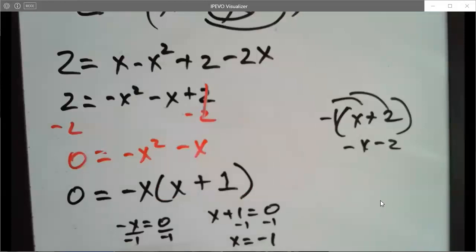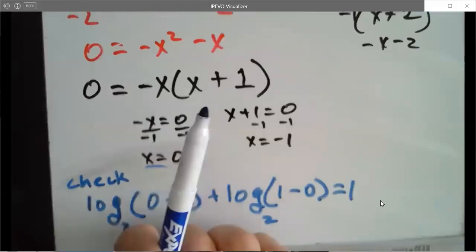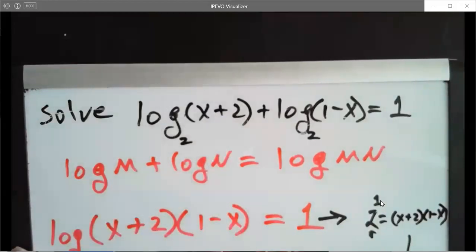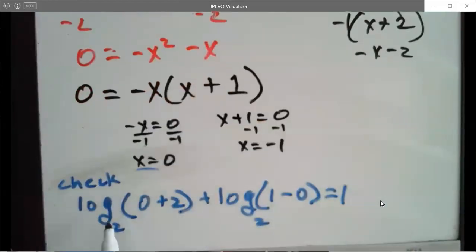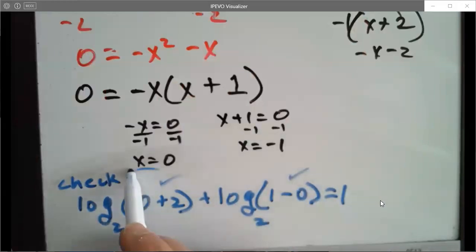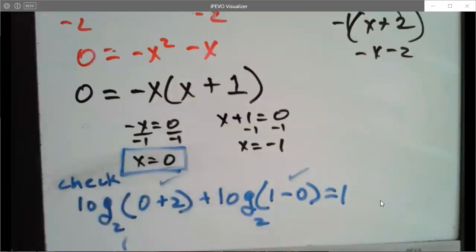equals 1. So all I did was I took this solution and plugged it back into the original equation, okay? And so 0 plus 2 is 2, so we're good there. And 1 minus 0, that's just 1, so we're good there. So x equals 0, that checks. That's a good solution.